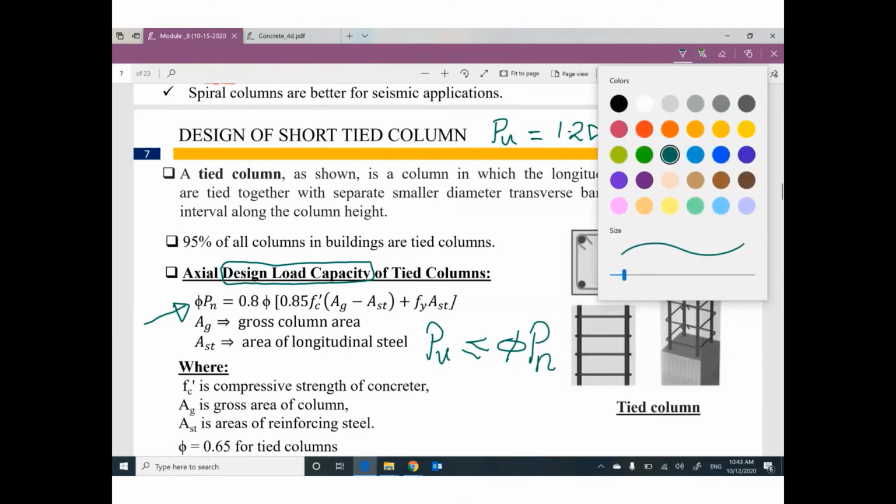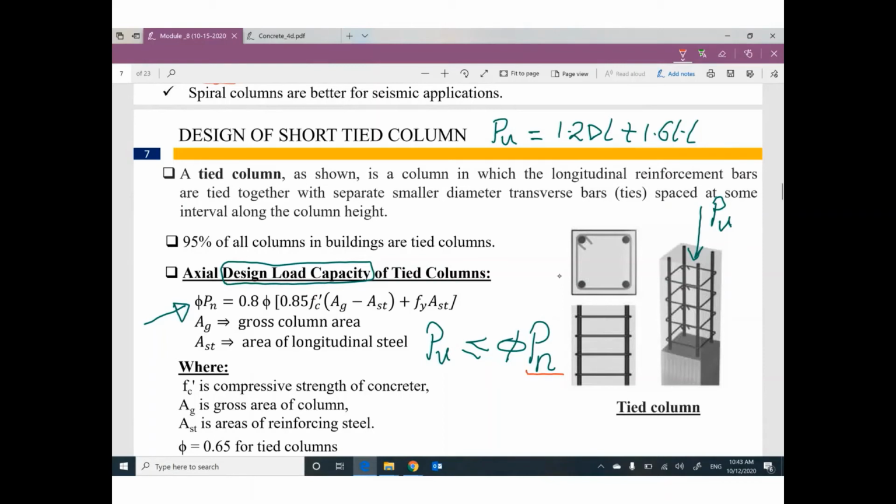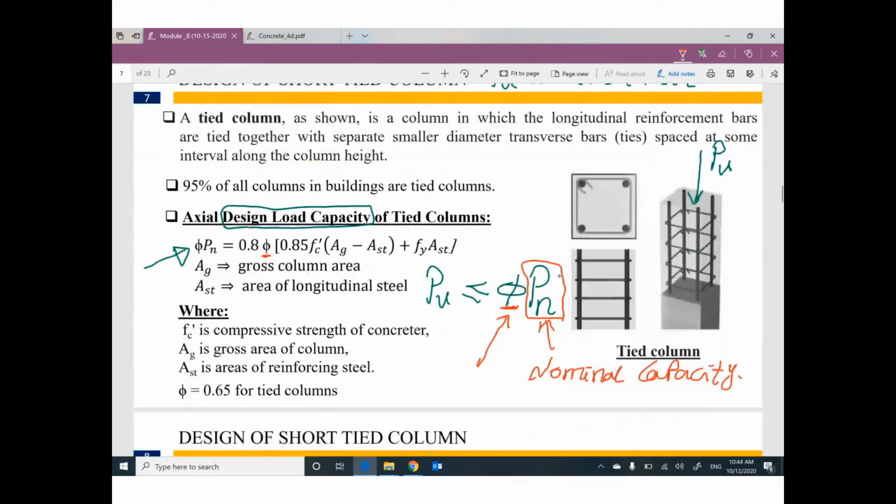Guys, remember, I told you before, if you are talking about this expression alone, this one is called nominal capacity. If you multiply it by phi, which is the reduction factor, the whole term will be called design load capacity. Phi in column, do you remember what is the value of phi in shear and torsion? 0.75. For columns, whatever the type of columns, it's 0.65 according to ACI. So phi is 0.65 for tied columns, and actually for spiral columns also.